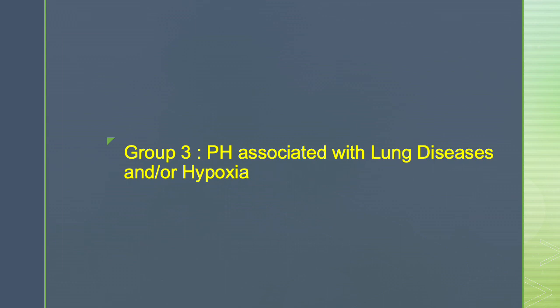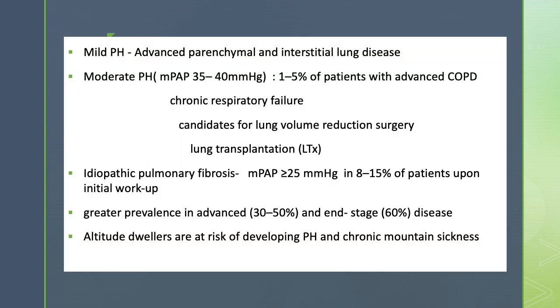The third group, lung diseases and hypoxia. Whenever you deal with an advanced ILD, some mild PH is expected to occur. You may have moderate pulmonary hypertension up to the tune of 35 to 40 in almost 5% of advanced COPD, chronic respiratory failure, patients who have advanced disease so much so that they are going for lung transplant surgery or bronchoscopic procedures for COPD. Again, pulmonary hypertension is present, so rule that out. In patients with IPF, almost 15% on the initial workup will be found to have pulmonary hypertension, and as the stage of the disease increases, the incidence increases.